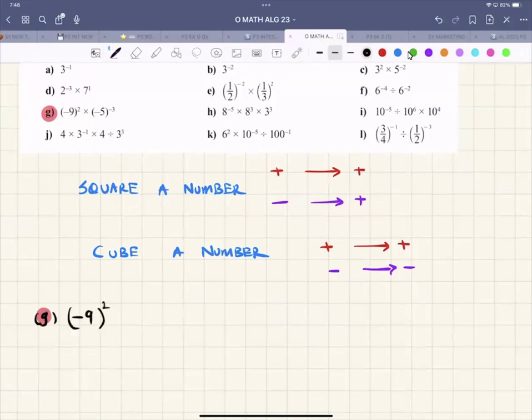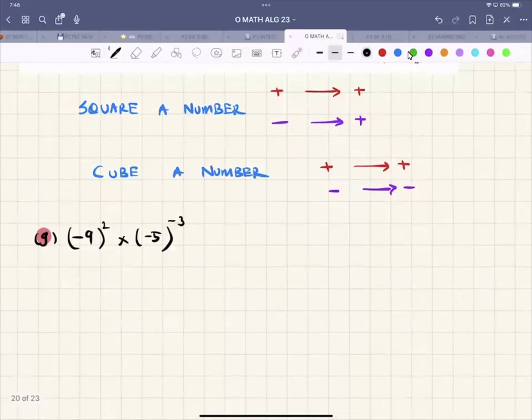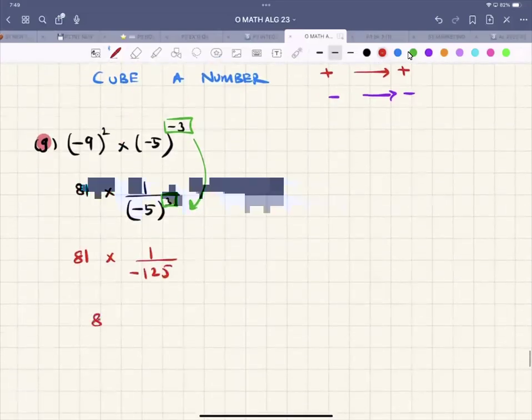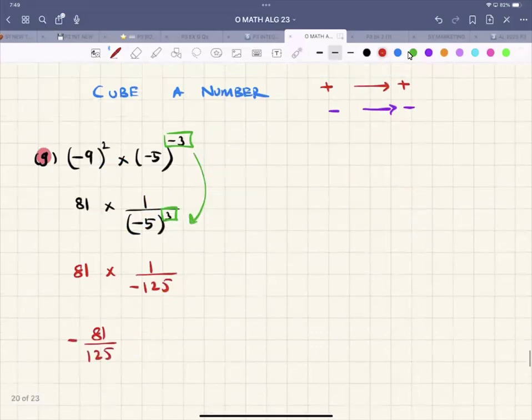Negative 9 raised to power of 2 into negative 5 raised to power of negative 3. So first of all, this is negative 9 raised to power of 2, that is 81. And this is 1 over negative 5 raised to power of 3. Now this negative 3, hold on for a second, let me use a green marker. This negative 3 becomes a positive 3 because I've taken it down. This negative will remain as it is. So therefore, this is 81 as it is. This is 1 over 125 with a negative sign. That is 81 over 125 with a negative sign.